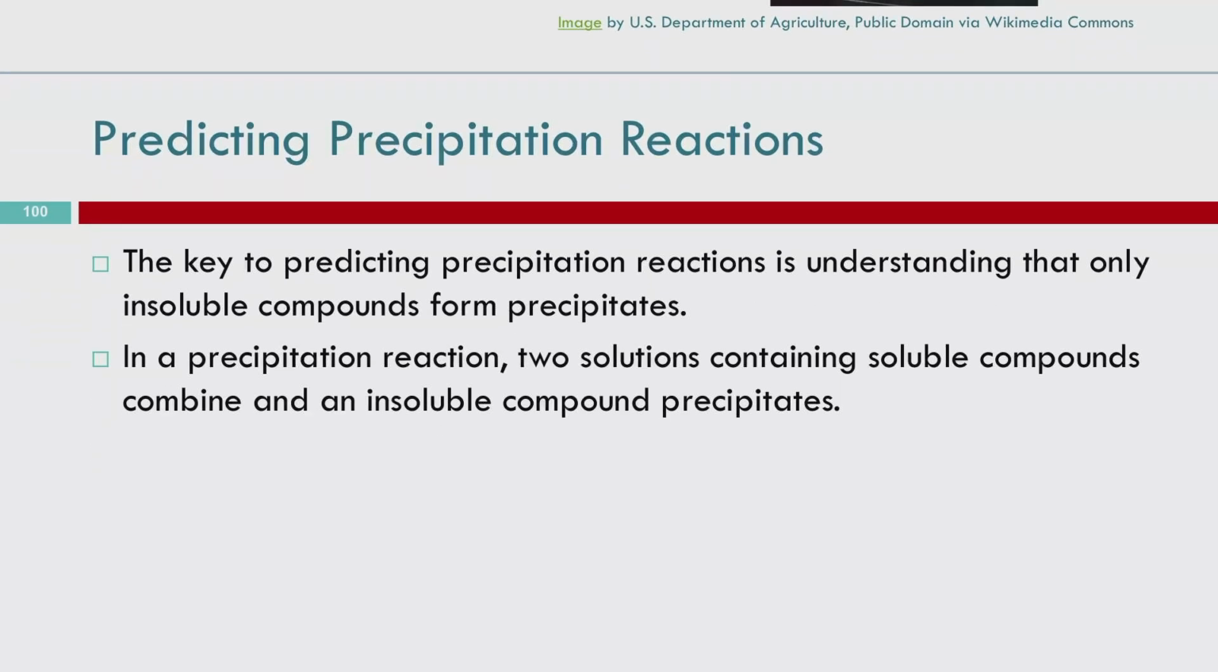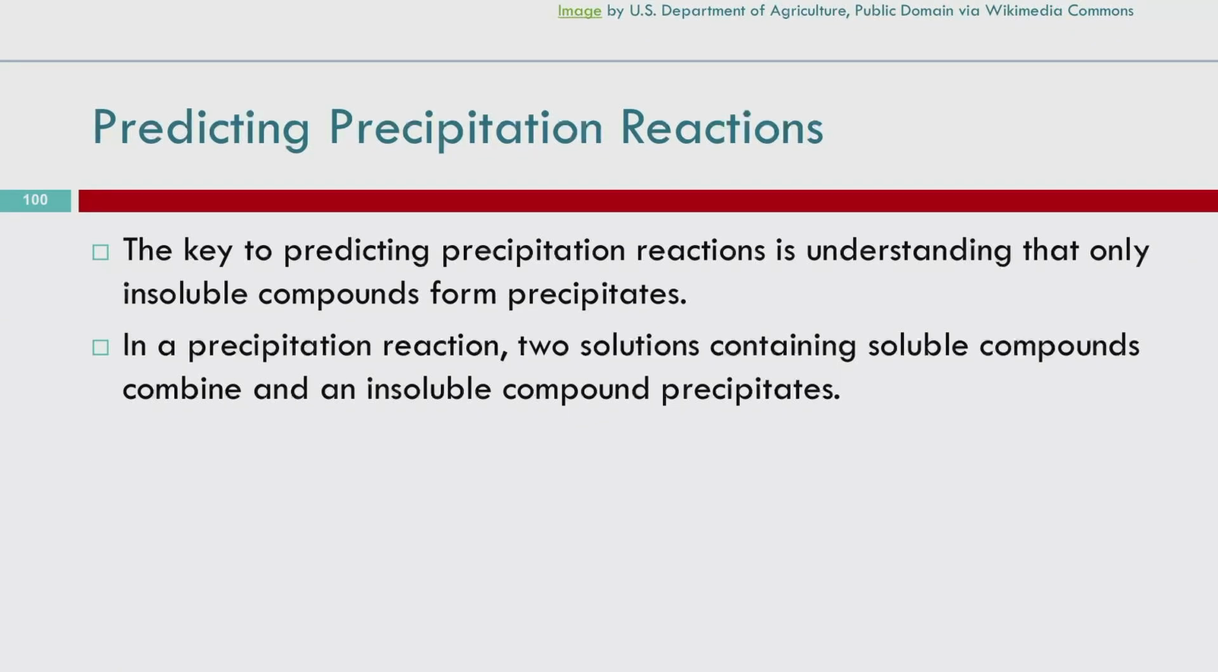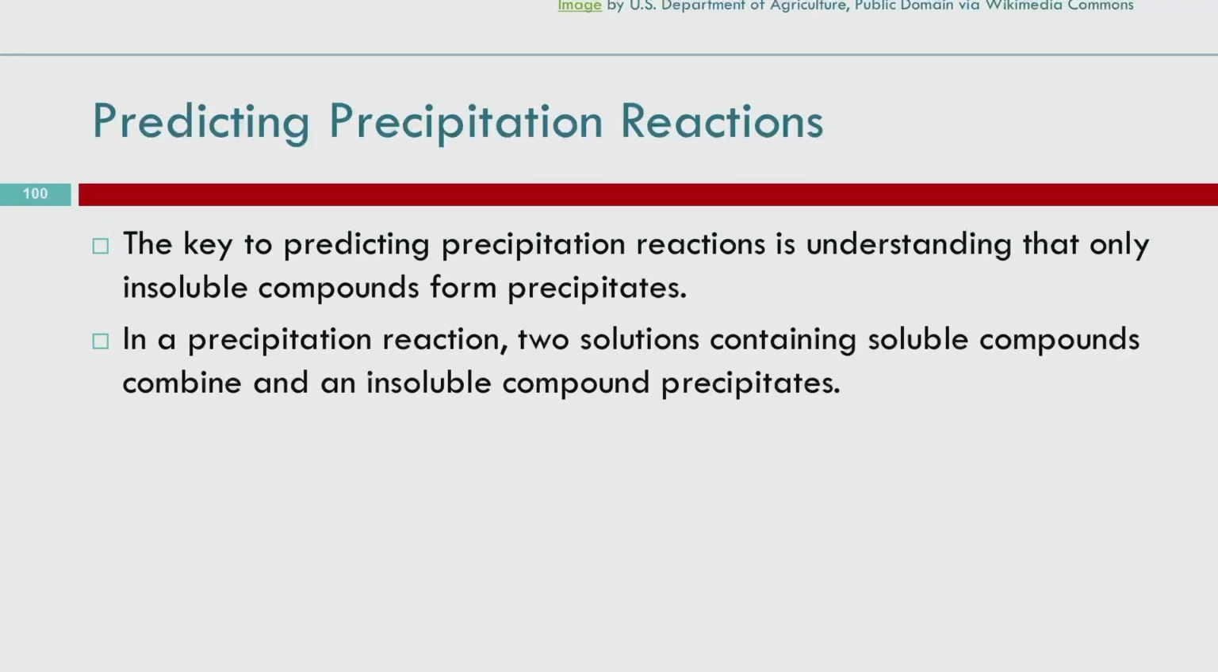And the way that we can predict precipitation reactions is if we know that only insoluble compounds form precipitates. It might feel a little bit redundant to say that precipitates are only formed by insoluble compounds. It feels a little circular maybe, since precipitates are insoluble compounds. But when we're mixing together two aqueous solutions, we've got dissolved ions, we're mixing them all together, and some insoluble compounds might form. And that's what's going to cause a precipitation reaction.